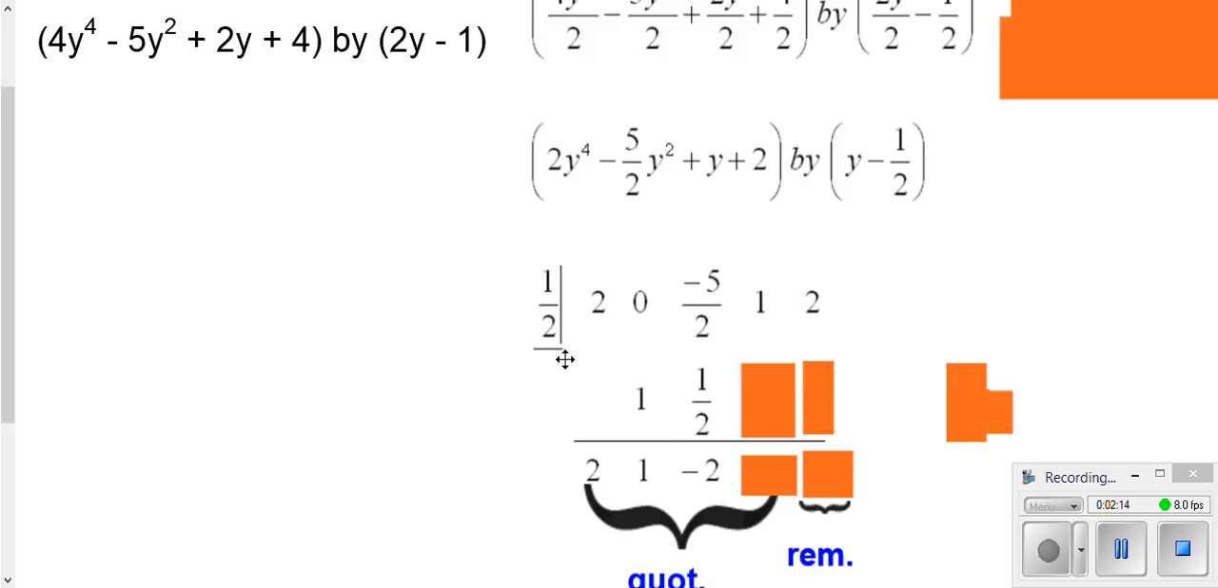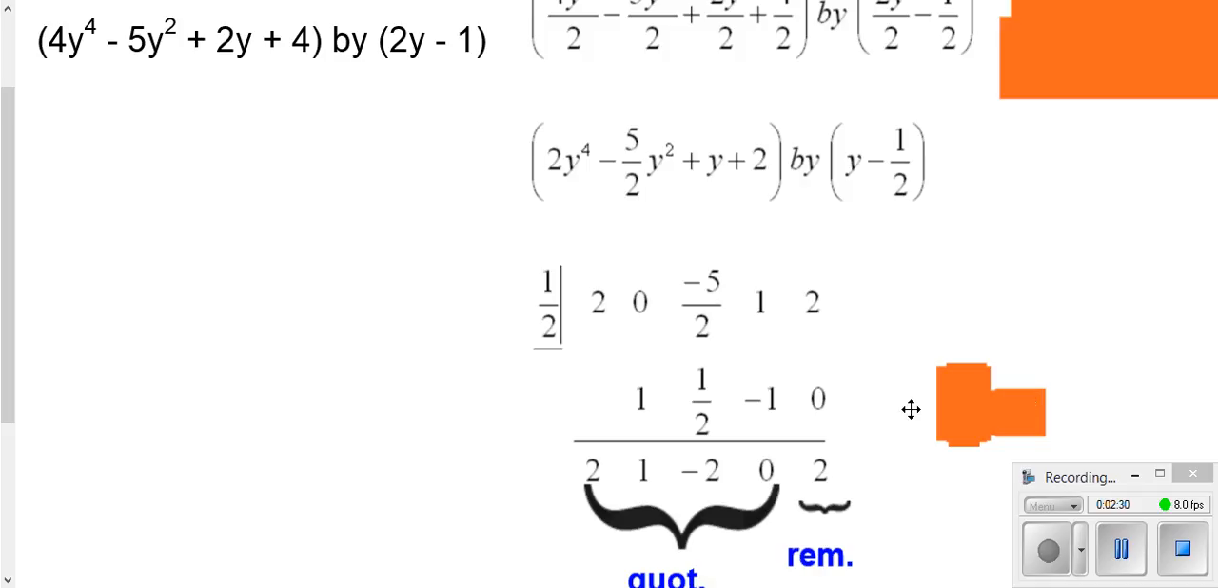Then all I have to do is multiply. 1/2 times -2 is -1. 1 plus -1 is 0. And then I can multiply. 1/2 times 0 is 0. And then I can add down. So I get a remainder of 2.